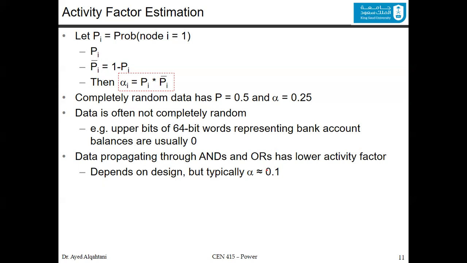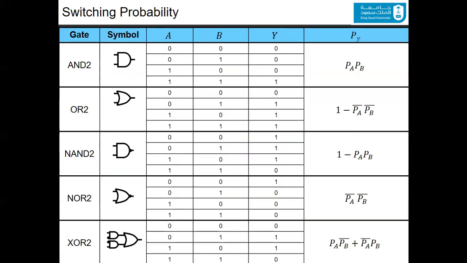So let's calculate the activity factor for different gates. To calculate the activity factor, we need to calculate the probability first. So we will get the switching probability, and from the switching probability, we can calculate the activity factor. So let's figure out what's the switching probability for these circuits: for a 2-input AND, a 2-input OR, a 2-input NAND, a 2-input NOR, and a 2-input XOR.